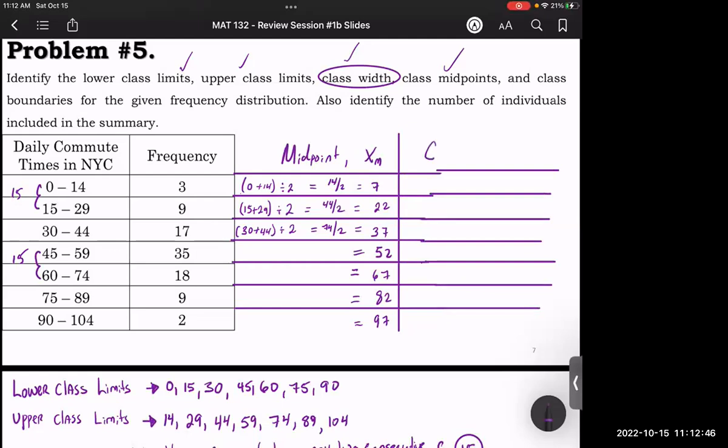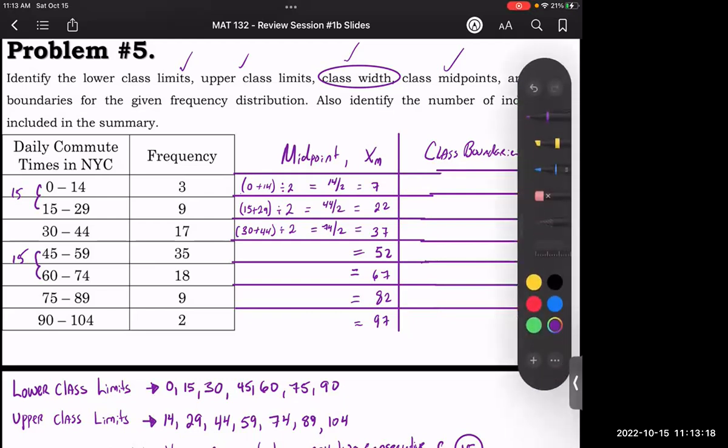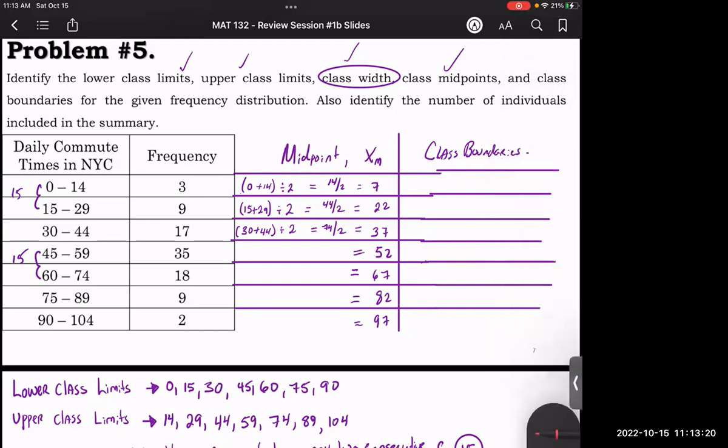Okay, so here's the class boundaries. Basically, if you look at your classes, the class boundaries is used to fill in the gap. And if you want to fill in your gap, you take your lower class limits, which we already identified, and we will have to subtract by 0.5. To figure out the upper class boundaries, you add 0.5 to the upper class limit for every single class. So let me just write out these two general rules that we do, and then we'll fill out the table.